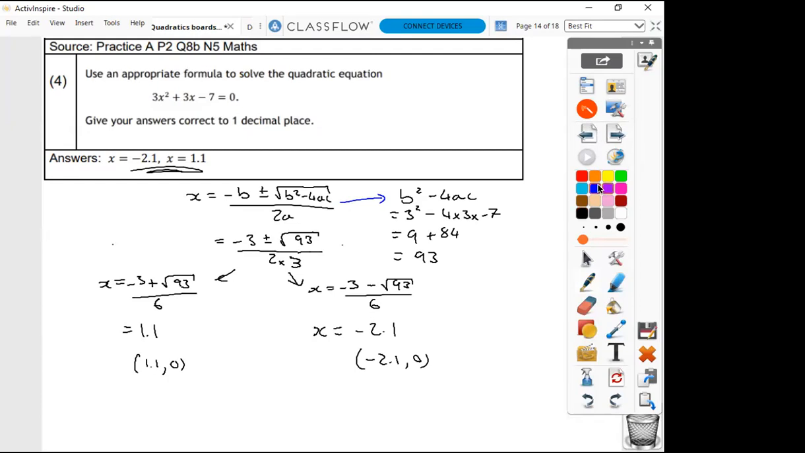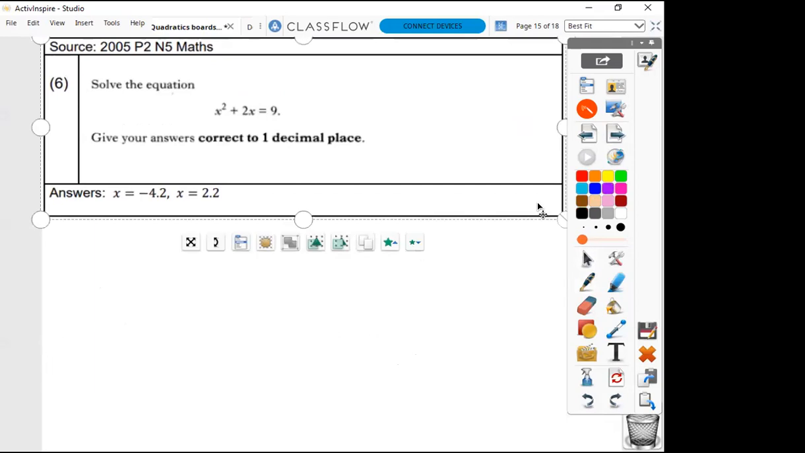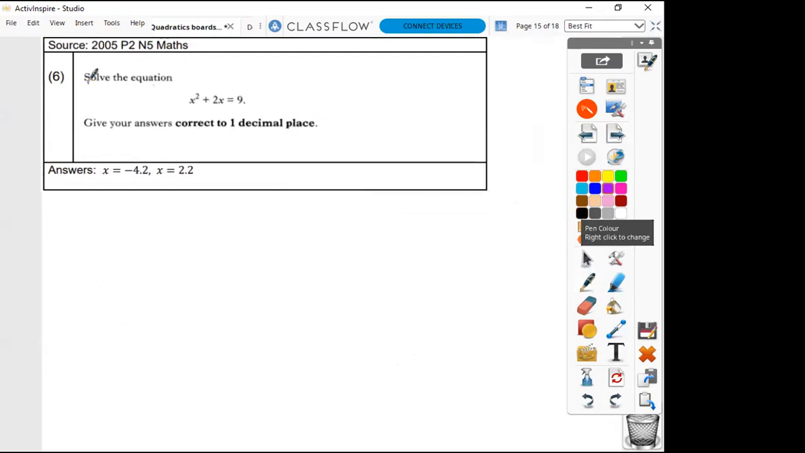Okay, they've already been in the form ax squared plus bx plus c equals 0. Okay, but that's not always going to be the case. There's some occasions like this, okay, where it's not set up quite like we'd expect. Okay, but this is asking us to solve the equation to 1 decimal point.